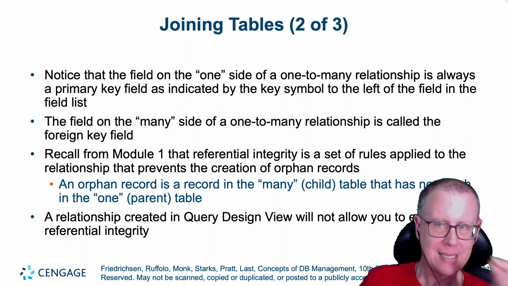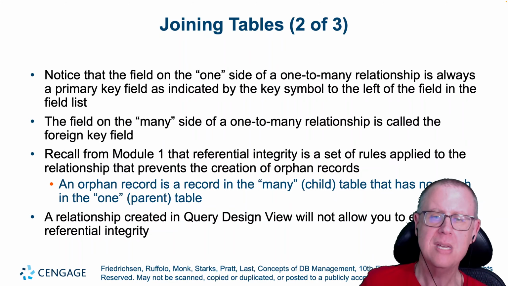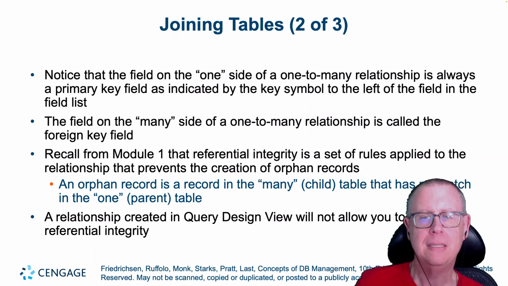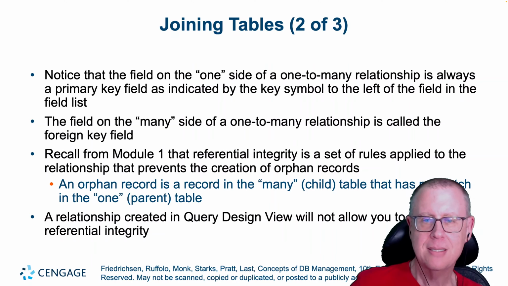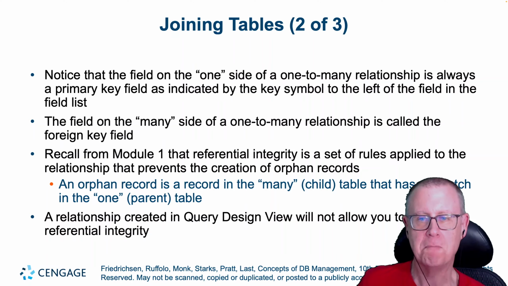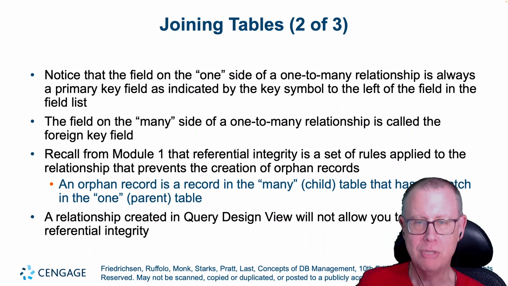And when you do that, that one side should have a primary key. Remember, a primary key is something that uniquely identifies a single row in the table. And we can set that up in Access to make sure that a particular field, and usually it's an ID field, is a primary key. It is unique within the table.